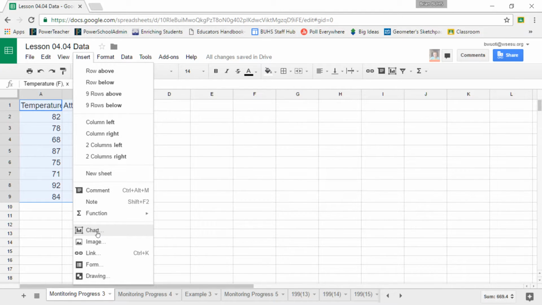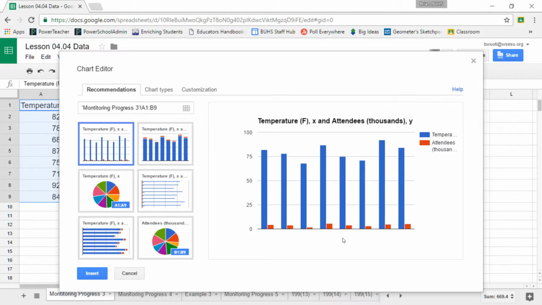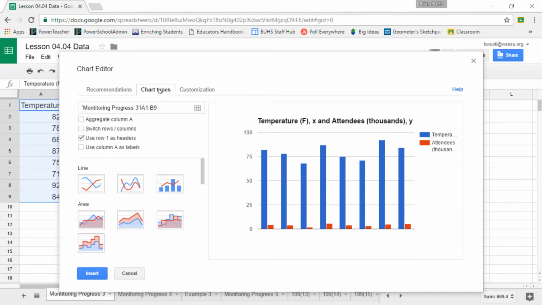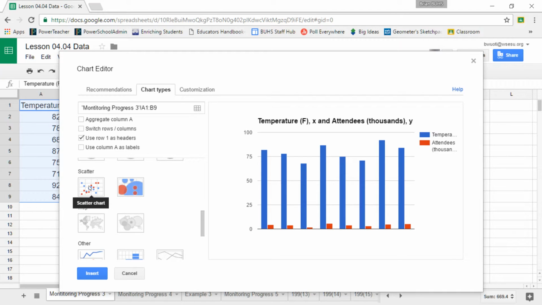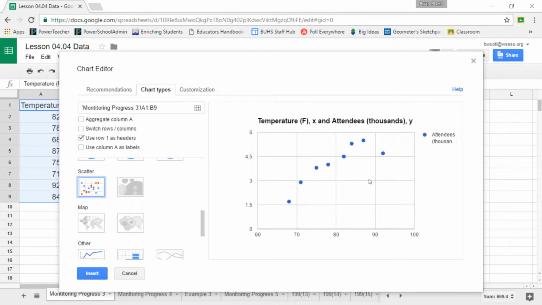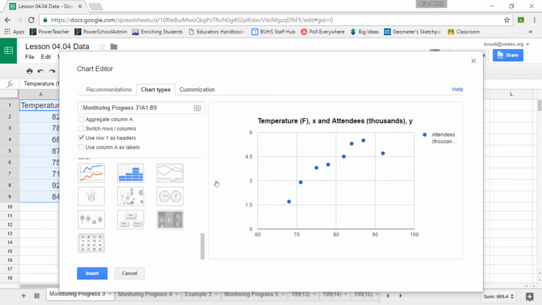Even if you already have a chart, you can insert your own chart, and that'll be fine. Now it's going to bring up, oh wow, I could make bar graphs comparing the temperature and the number of attendees. I can do all sorts of things. These are recommendations. If I click on chart types, this next tab over, I'm going to scroll down and I can make line, I could make area, all sorts of graphs. Someday you should play around with this. Oh, scatter. Bam, look at that. And it even gives me an idea of what it looks like. So I make this little scatter plot, and yes, I can even then customize it.